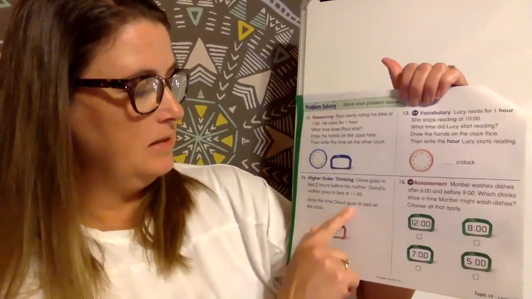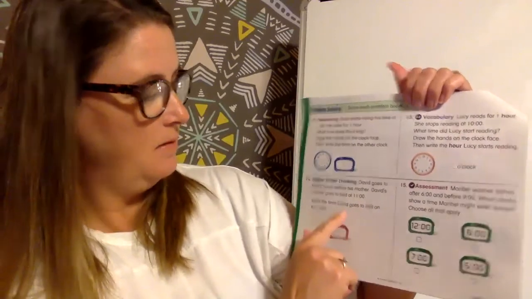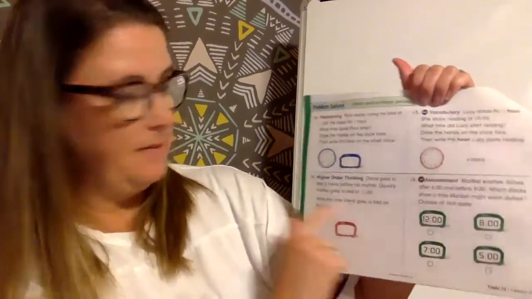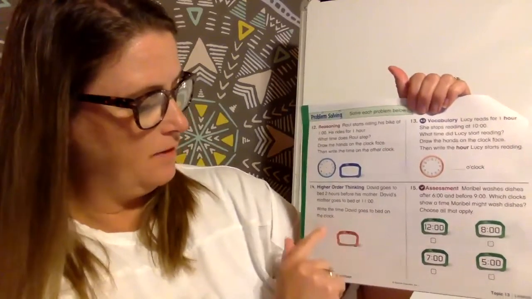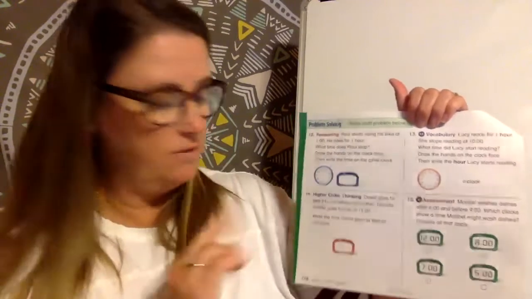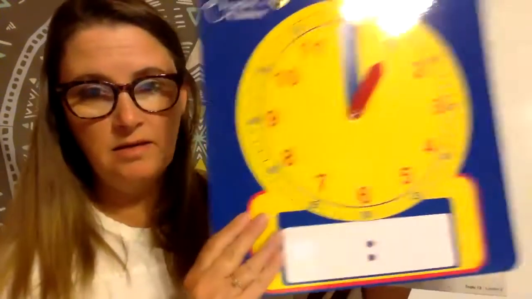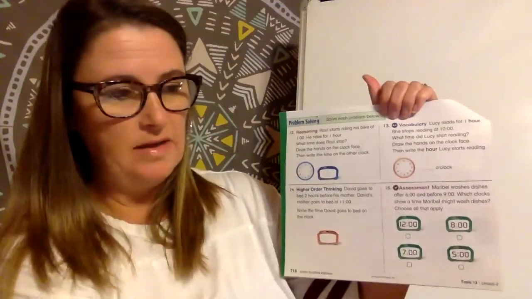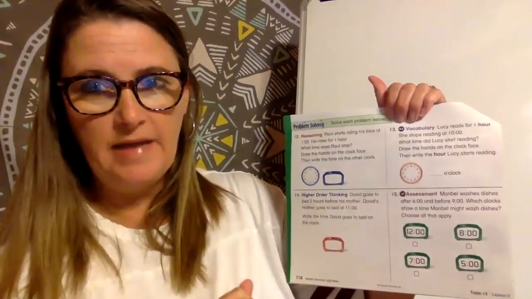Number 14 says, David goes to bed 2 hours before his mother. David's mother goes to bed at 11. Write the time David goes to bed on the clock. So mom went to bed at 11. David went to bed 2 hours later. Again, you can use your clocks, set the time for 11 o'clock, and then think about what's 2 hours after that and write that on your digital clock.